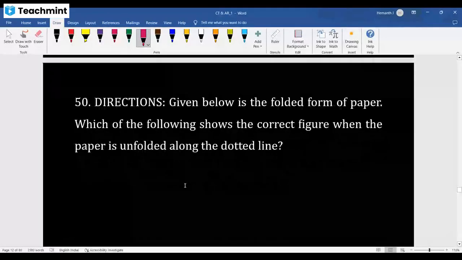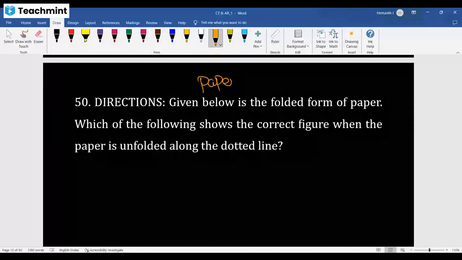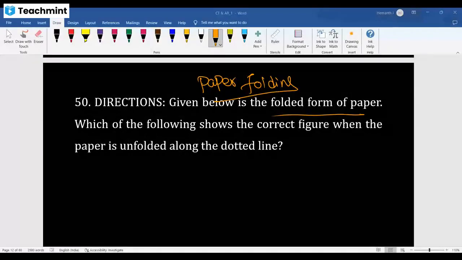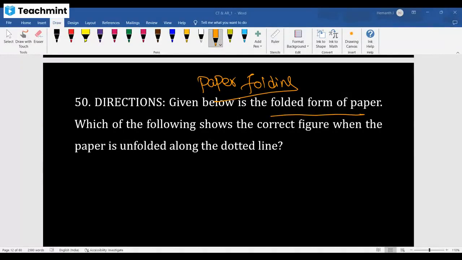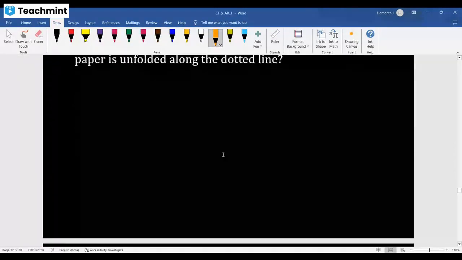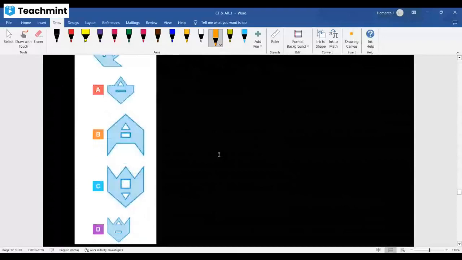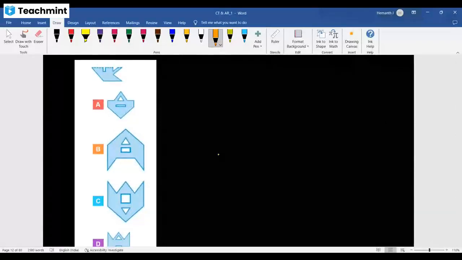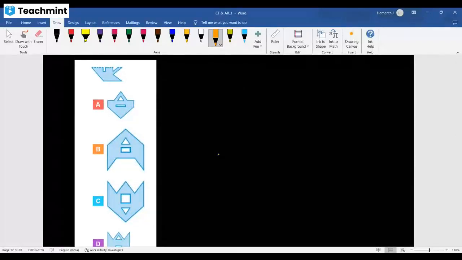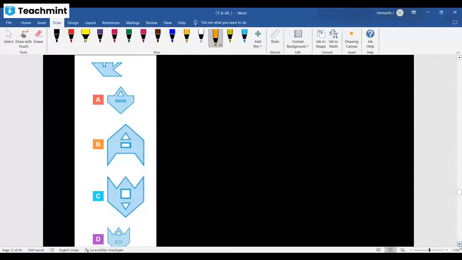Now here, folded. Okay, paper folding. If you go through the visual reasoning videos we shared, paper folding is one of the important topics. So paper folding: they will give a dotted line, and you need to fold along it. Now this is the question given. This is folded, you need to unfold. If you unfold, what will come? Now among these options, if you unfold, what will come?